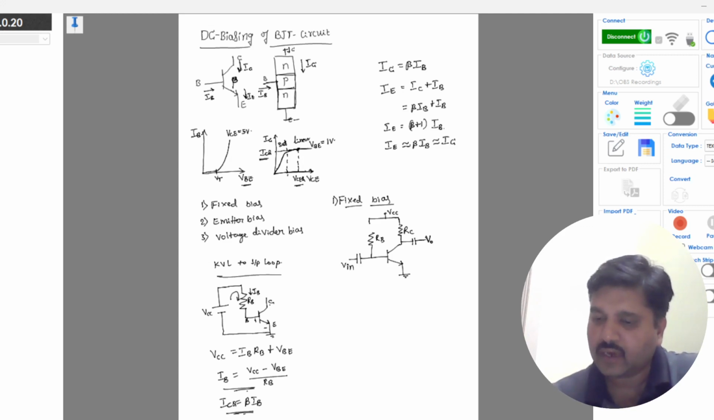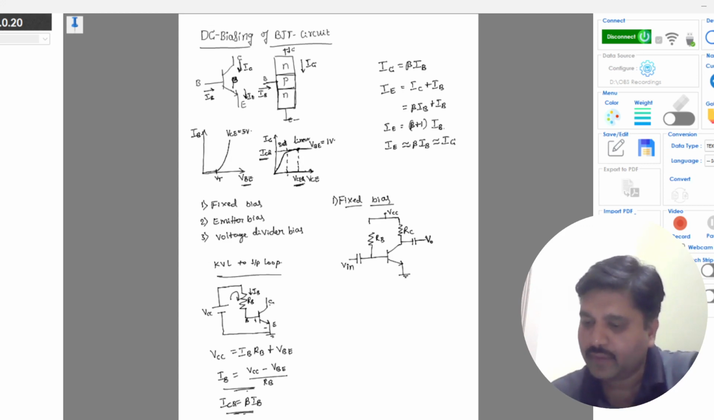Similarly, to find the output bias voltage VCEQ, we will apply KVL to the output loop. I will redraw the circuit for only the output loop.